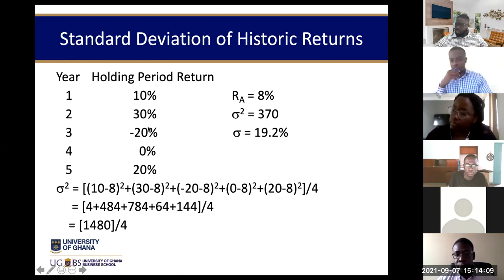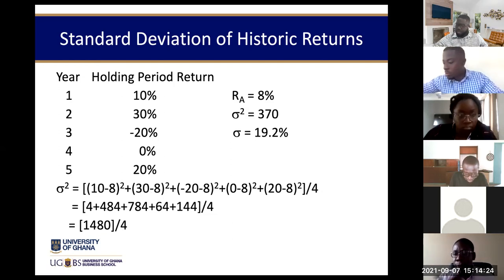30%. What did we expect it to be? 8%. So what is the variance? It's 22. Okay, there's a positive surprise of 22, more than we expected. It's like somebody said, I'll give you $8, and then they ended up giving you $30. You'll be happy, right? Because they give you an additional $22. Basically, that's what we have in year 2.